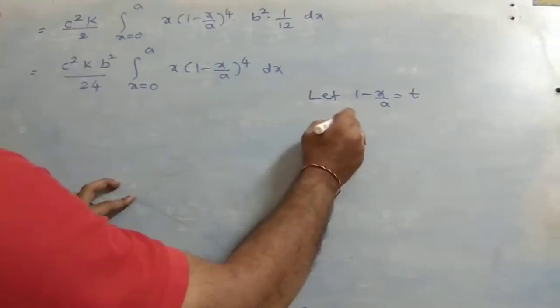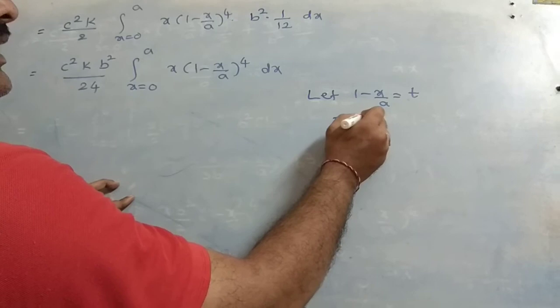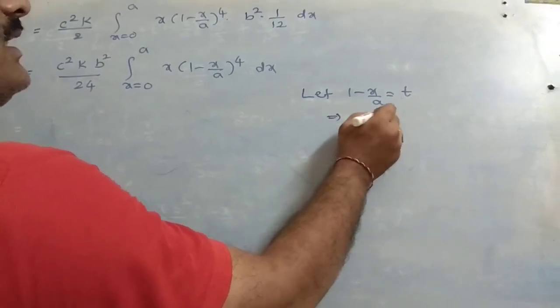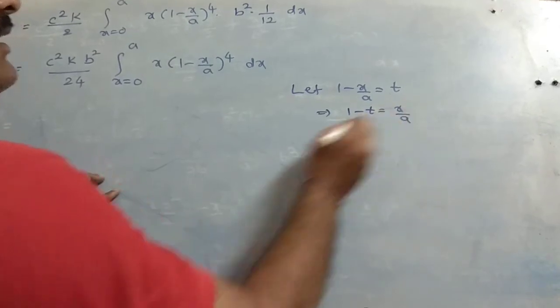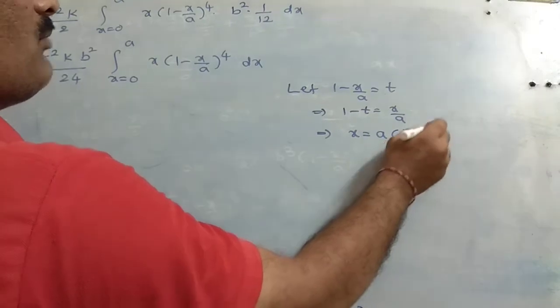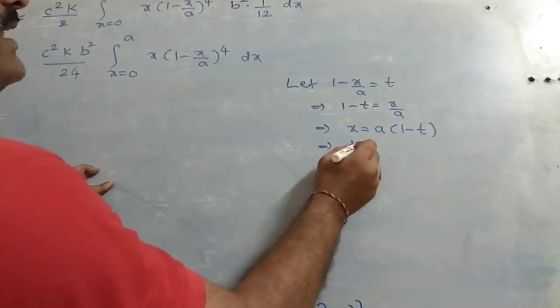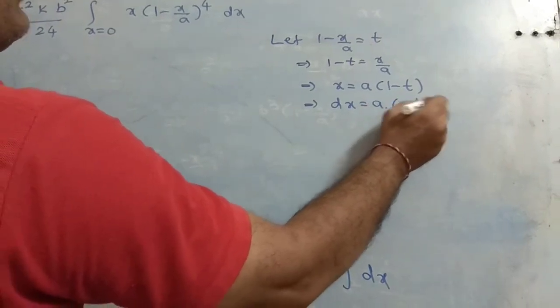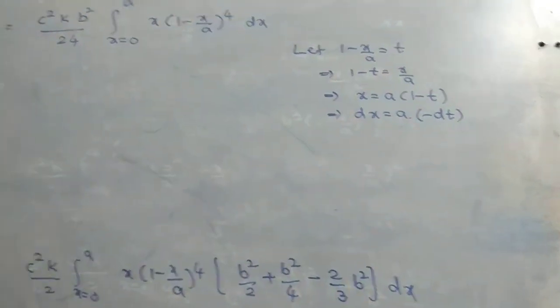From this, what will be the value? Only it is 1 minus t is equal to x by a, or I can write x equal to a into (1 minus t). From this, what is the dx value? A is a constant, so it is a into minus dt. Okay, so that value I am substituting here.